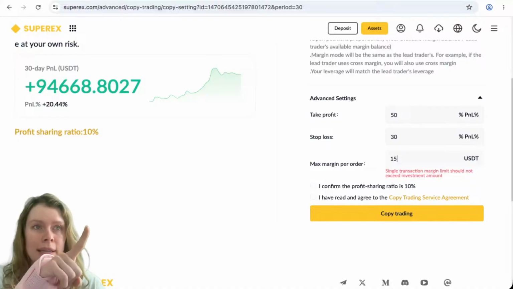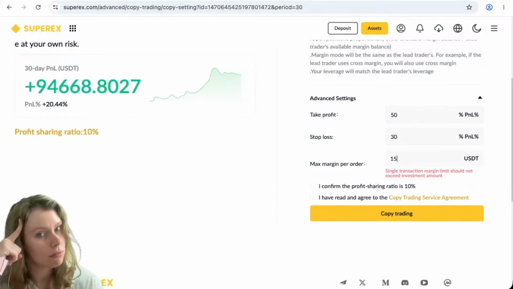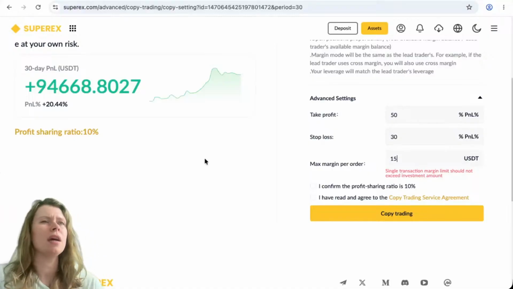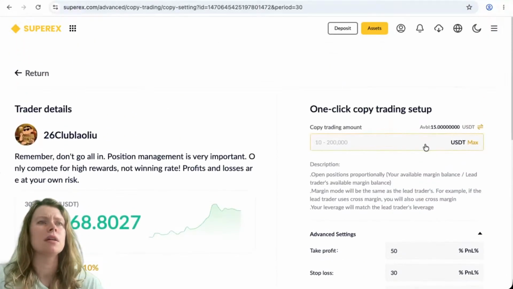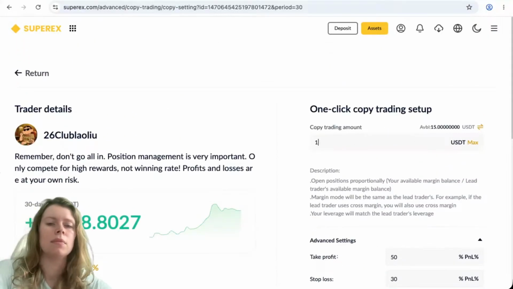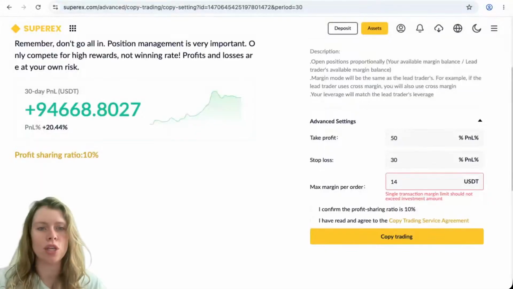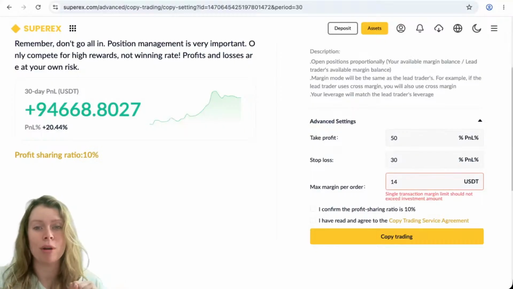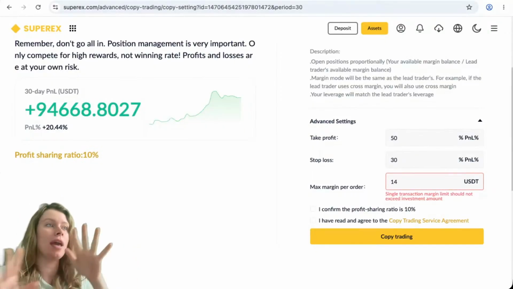But remember, it says single transaction margin limit should not exceed investment amount. Remember, guys. So like up here, I think I'd put my investment. I hadn't actually put anything in there. So make sure that you feel safe with it, okay? And then once you're happy with all your numbers, you click copy trading at the bottom. Done. You're now going to be copying this person.